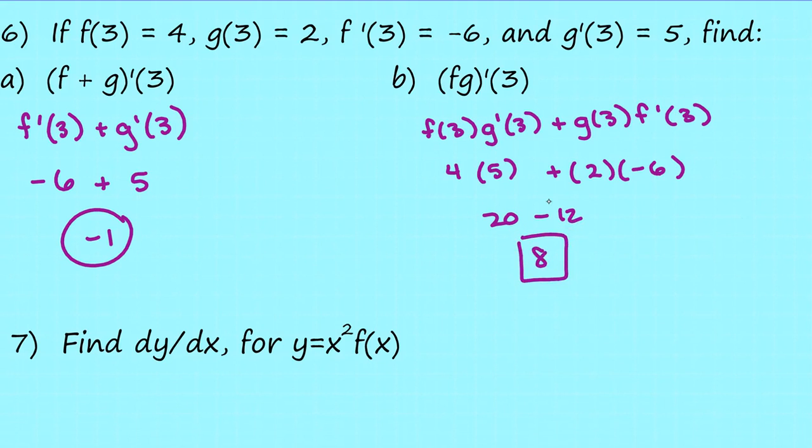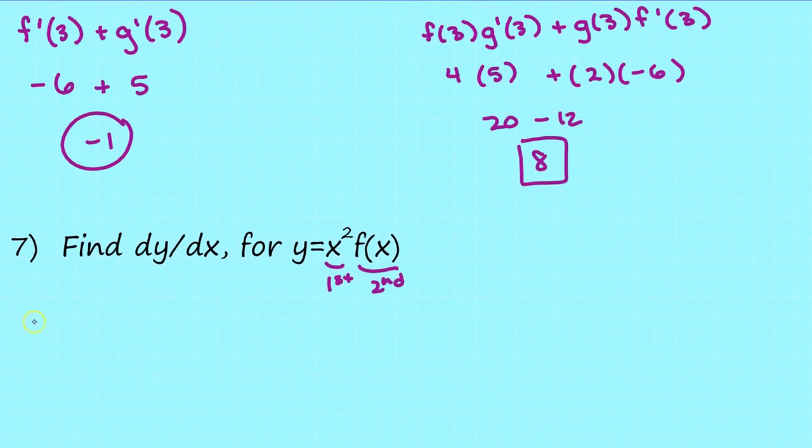Okay, and then number 7 is kind of a blend of this last problem we did and the previous problems, because we have a function which is a product. x squared is the first, f of x is the second, so we do know half of it and we don't know half of it.